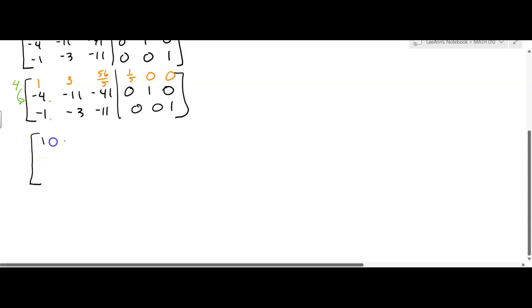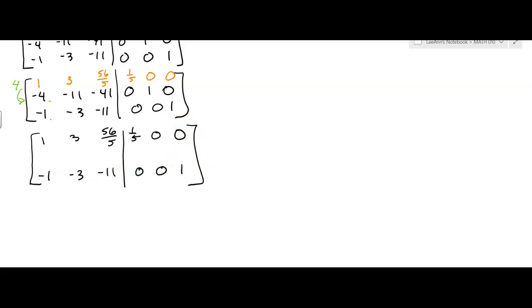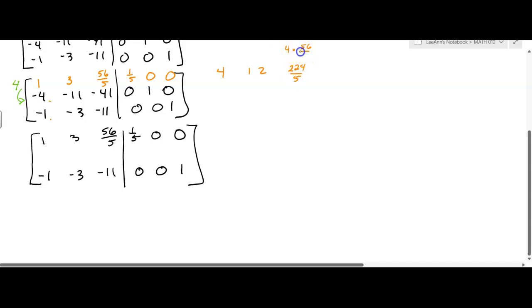Okay, the top row is going to stay the same. The bottom row is going to stay the same. So it's the middle row that's going to be changing. If you want to multiply it and add, I'll just write it over here. I have lots of room. What's 4 times 56 fifths? I don't know, I want a calculator. I think it's 224. 224 over 5. So that came from 4 times 56 over 5.